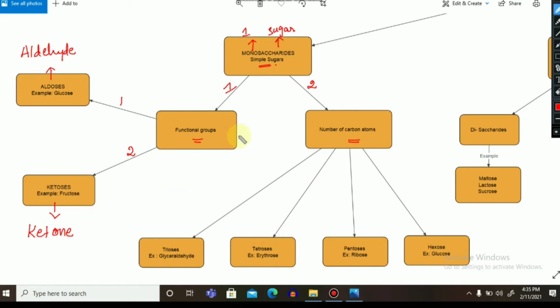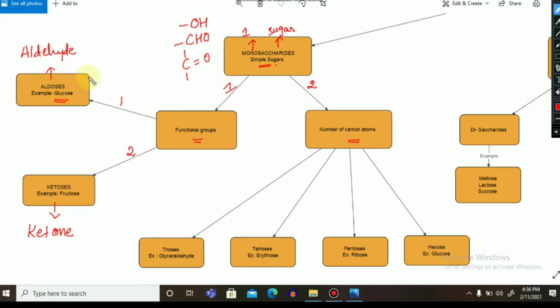Functional groups are nothing but a group of atoms present in a chemical compound, and that functional group will have its own properties. For example, if you take alcohol, OH is the functional group; aldehyde is CHO; ketone is C double bond O. Likewise there are different functional groups present in chemical compounds, each having its own properties.